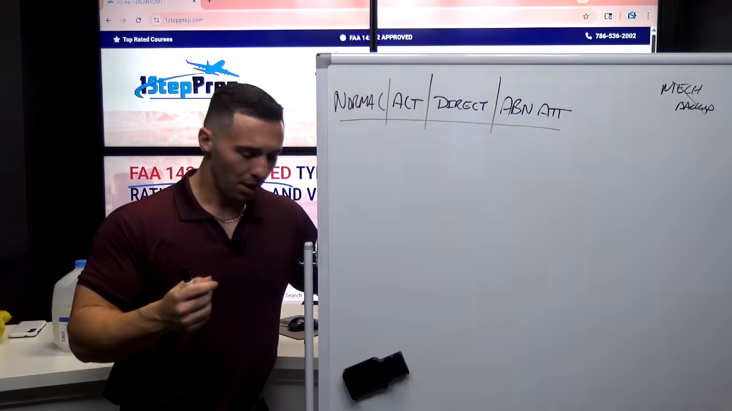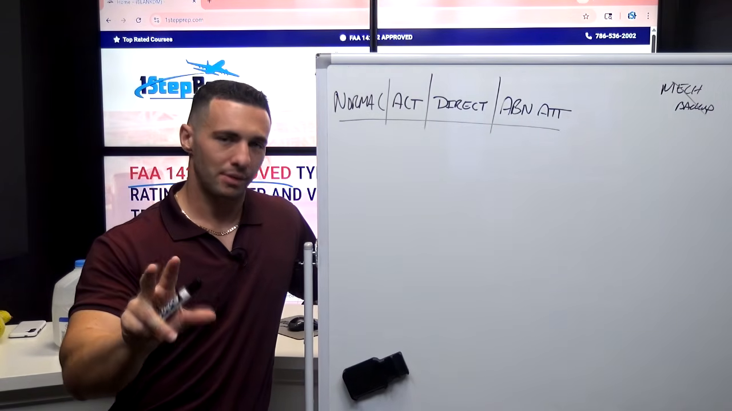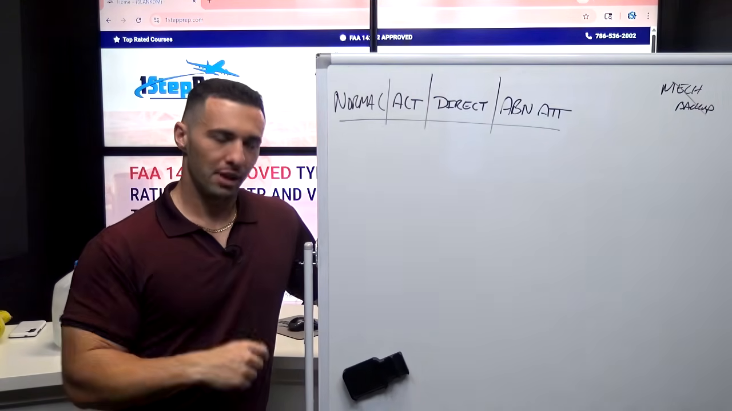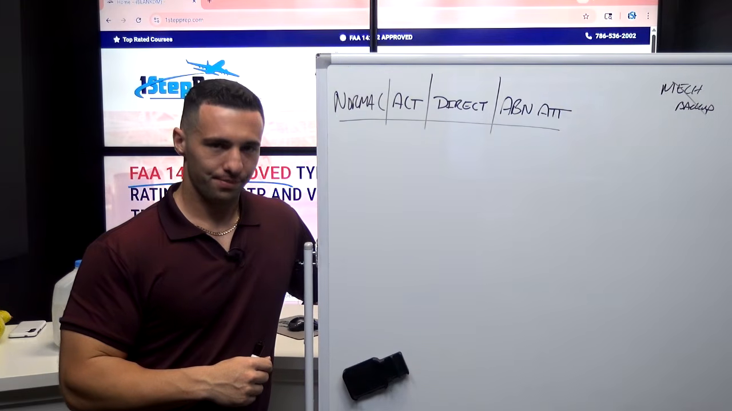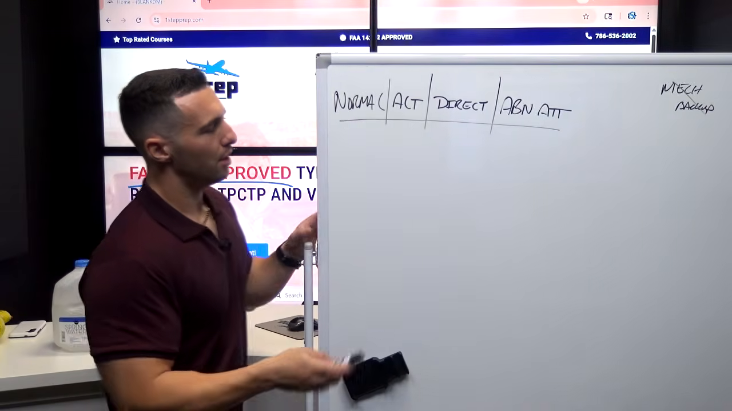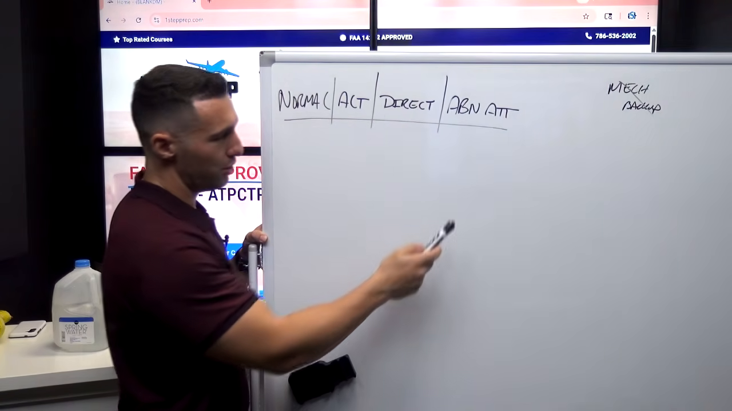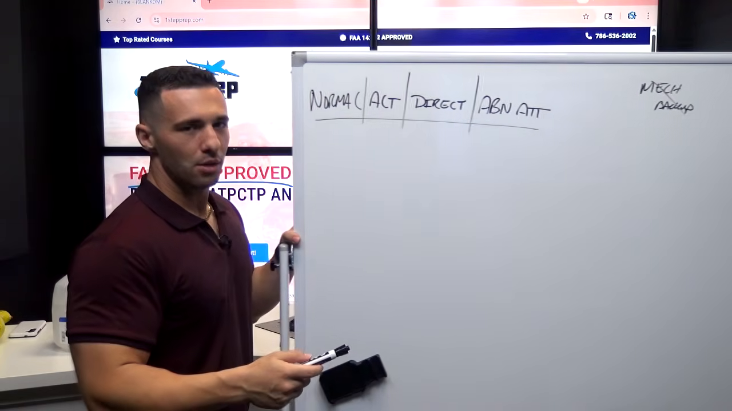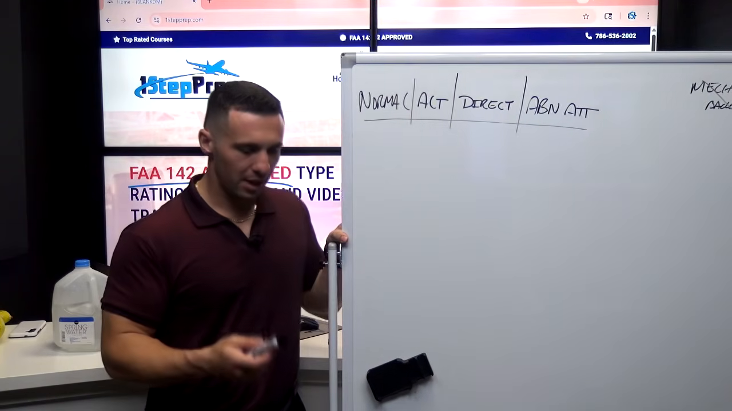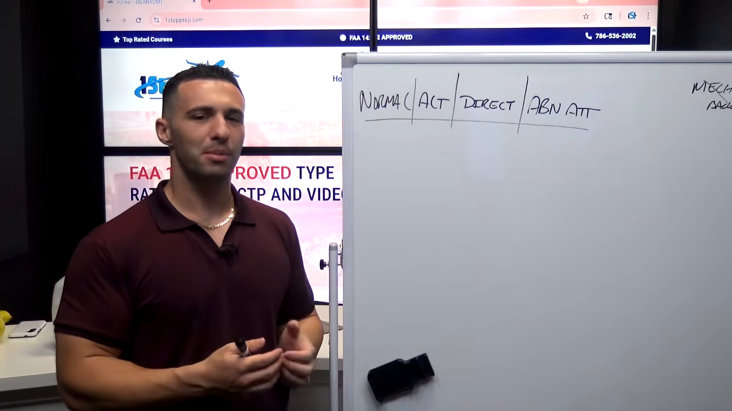Well, you have amber X's, that's the first thing. The second thing, you have an ECAM memo that will pop up and it'll say alternate law, protection lost. And I just want you to know amber X's are existent in alternate, in direct, in abnormal attitude, in mechanical backup, right? So if you're looking and you're saying, well, I must be in alternate law because I have amber X's. Well, possibly, but not necessarily.